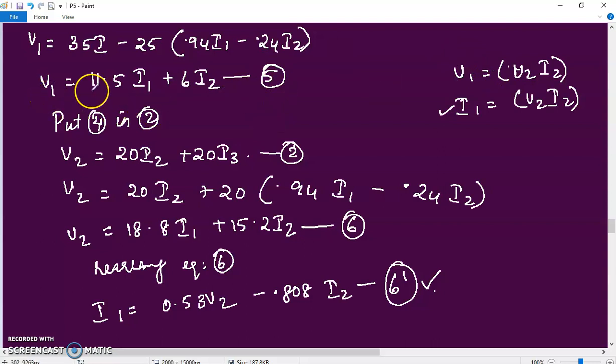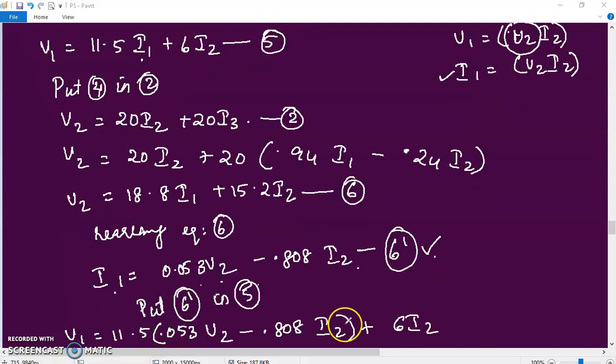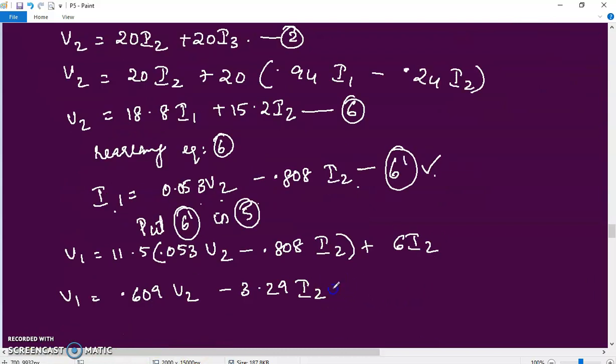Here we have it in terms of V1, I1 and I2. So we need V2 here. V1, V2 and I2. Here we have a V2, but here we have I1. So we can put this I1 here, so we will get it in terms of V2 and I2. So put 6 dash in 5. Let this be equation number 7.